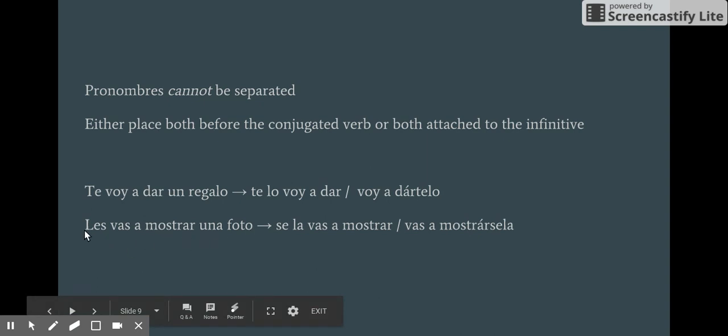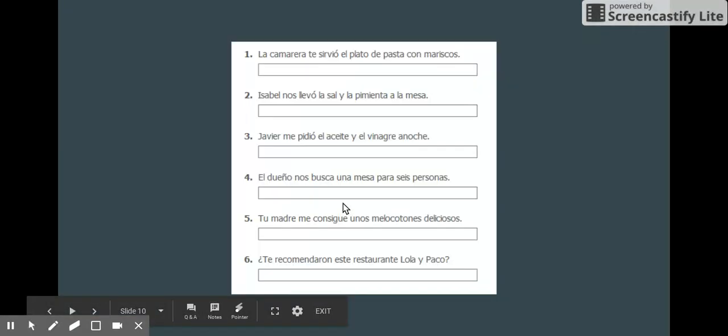Likewise, les vas a mostrar una foto, les being the indirect object pronoun, and una foto is the direct object. The direct object pronoun is la. So we can either place them both before the conjugated verb, se la vas a mostrar, or attached to the end of the infinitive verb, vas a mostrársela. One thing to note is the accent mark on both of these here, and that's mainly to maintain the same pronunciation. Since we haven't learned accent rules, I would recommend you simply place the pronouns before the conjugated verb, since they both mean the exact same thing and they're interchangeable.